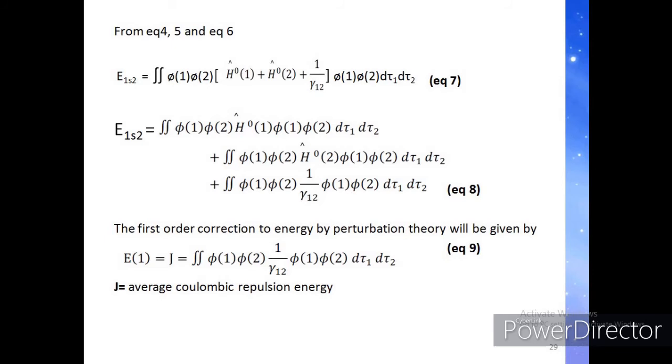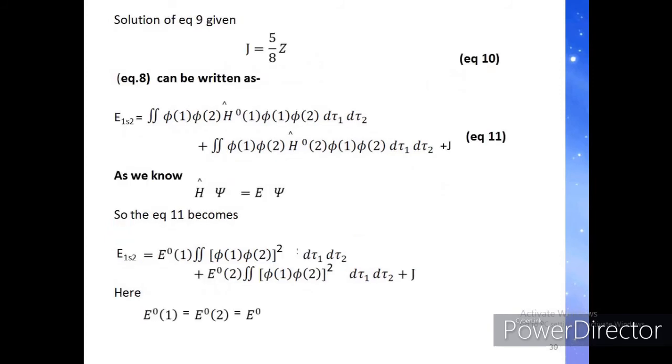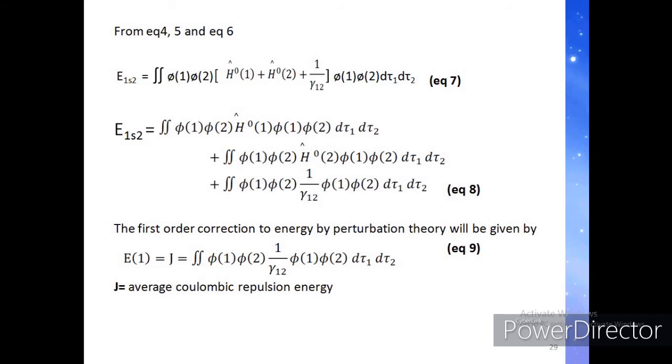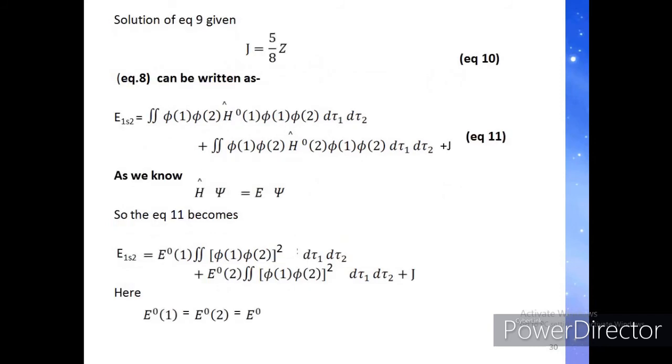As we discussed earlier, this double integration represents the 2 electrons, because the helium atom contains 2 electrons, that's why we have to put the double integration sign. Now after simplifying this equation, we will get equation number 8. If we consider only the correction term or the perturbation term, then we can write it as J, and here J represents the average Coulombic repulsion energy. By solving equation number 9, we get the value of J, and that is 5/8 Z. Now equation number 8 can be written as equation number 11.